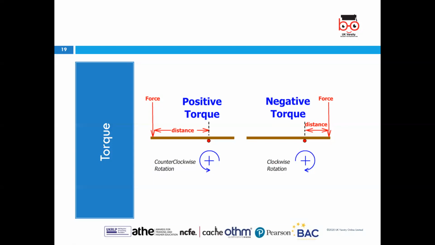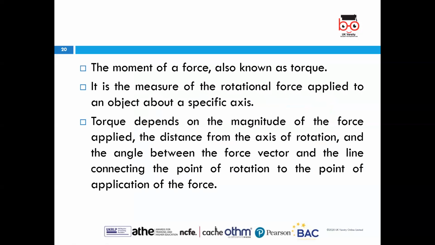A positive torque is in the counterclockwise direction. Yes, it is counterclockwise, whereas a negative torque is in the clockwise direction. So force into distance is how you calculate the torque, based on the direction. The moment of force, known as torque, is a general and basic concept.